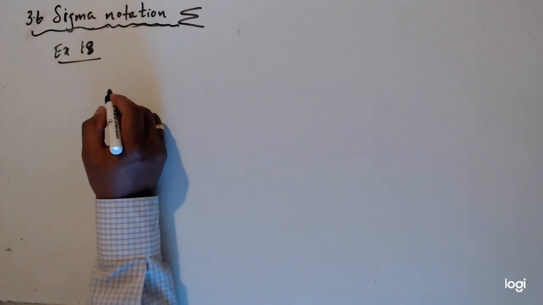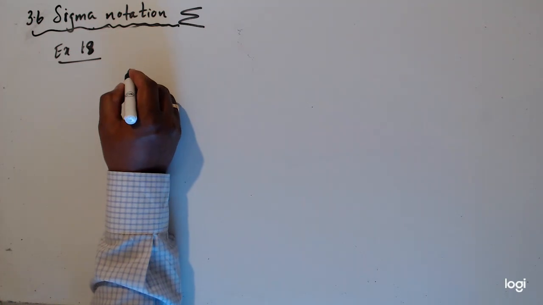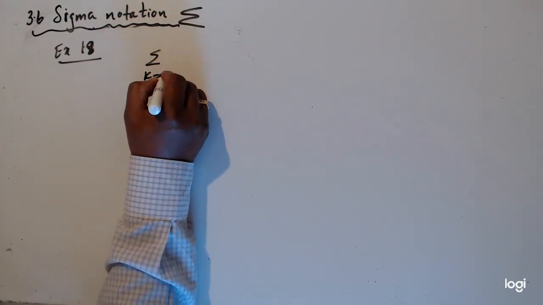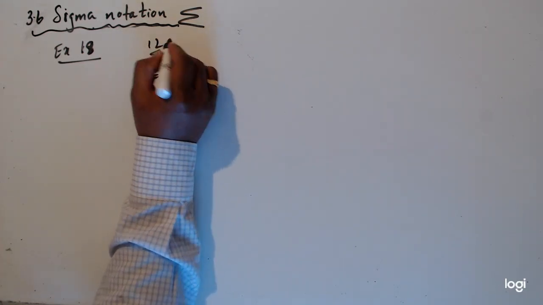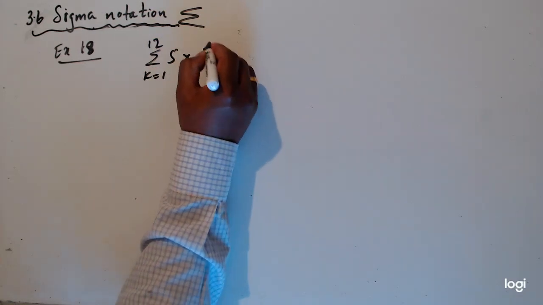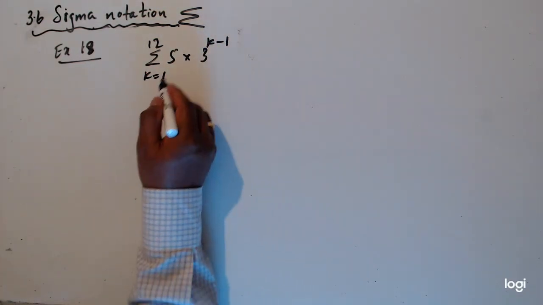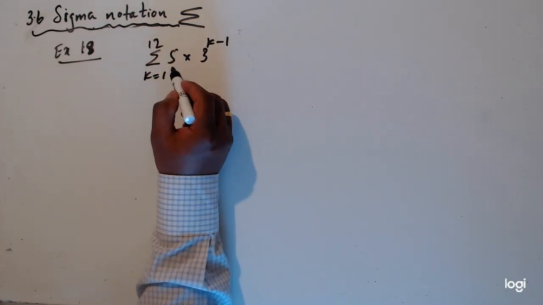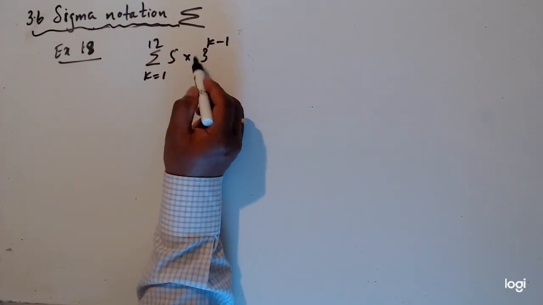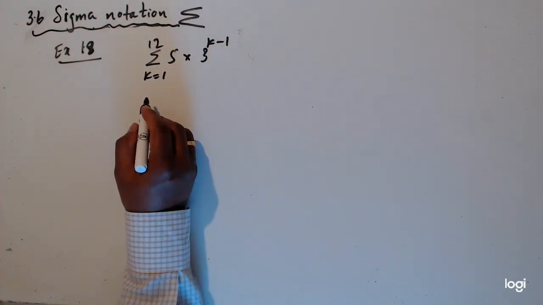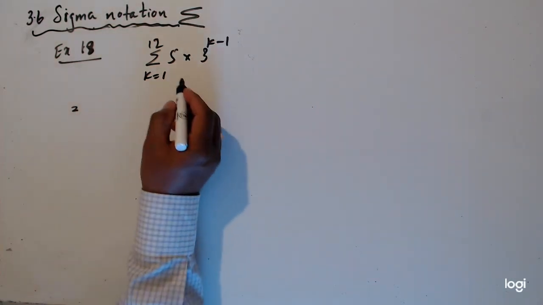Example 18. It is given part A, k equals 1 to 12, instead of r now it is k, of 5 times 3 to the power k minus 1. So basically we have to find the addition up to 12 for this series. This looks like a geometric series. Now what we can do, we'll write the series first, a few terms.